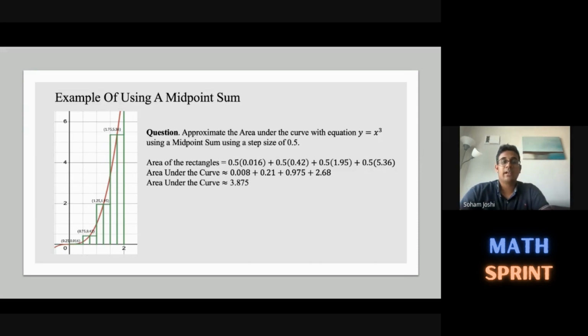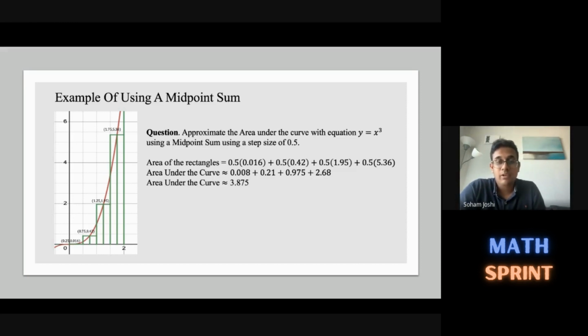So now we find the x and y coordinates accordingly. F of 0.25 is 0.016. F of 0.75 is 0.42. F of 1.25 is 1.95. F of 1.75 is 5.36. These are the heights of the four rectangles. We find the areas by multiplying the widths and heights and sum up all these areas. We finally obtain an approximate area of 3.875.